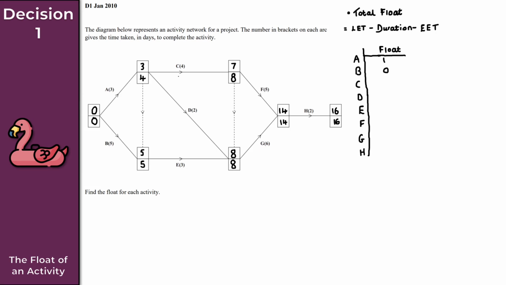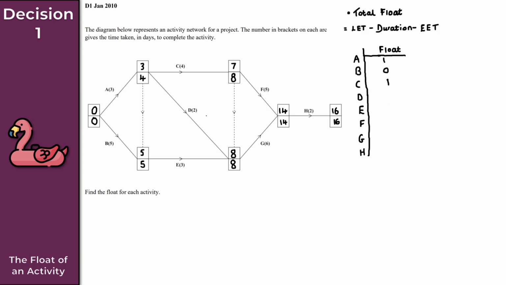So for the next activity here, activity C, my late event time is 8, minus the duration, which is 4, so 8 minus 4 is 4, minus the early event time of 3. And we obtain here then that the total flow for activity C is also 1.